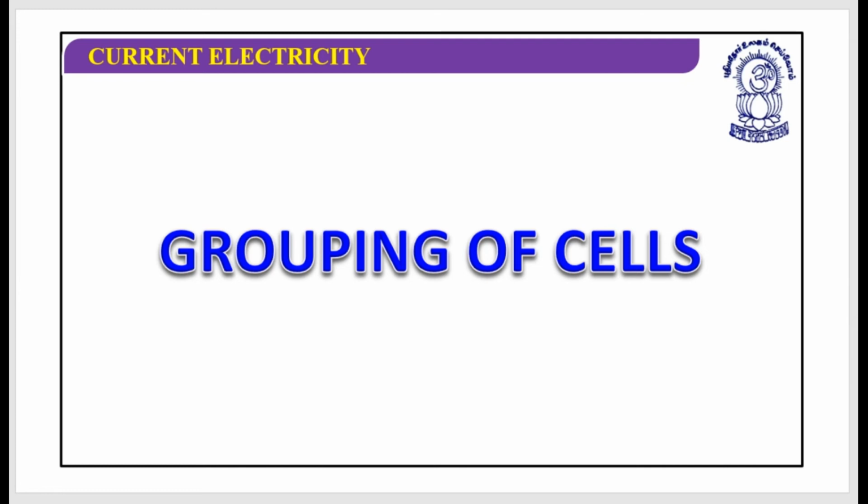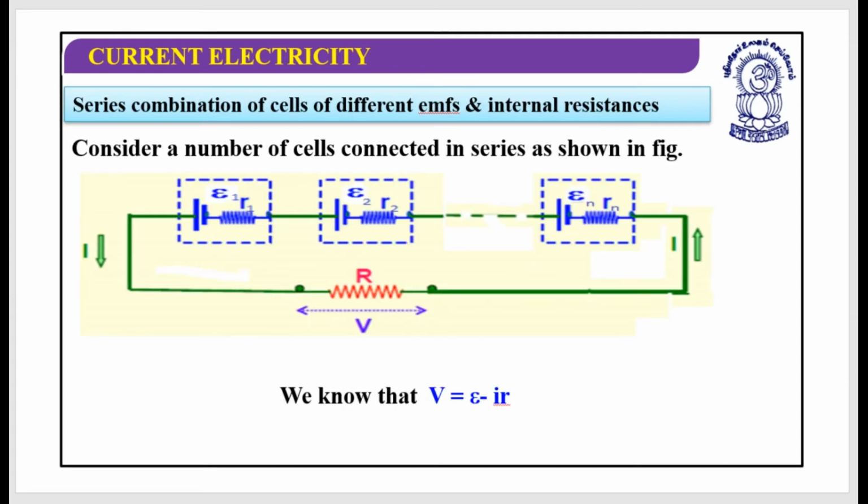It's a grouping of the cells. When we say grouping of the cells, we are going to group the cells in two manners. One would be the series grouping of the cells, such as the series combination of resistance. This is series combination of the cells. And one more, it's a parallel grouping, or a parallel combination of the cells. Yes, so let's begin. It's a series combination of cells of different EMFs and internal resistance.